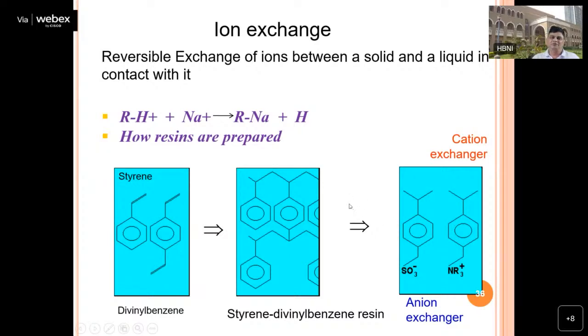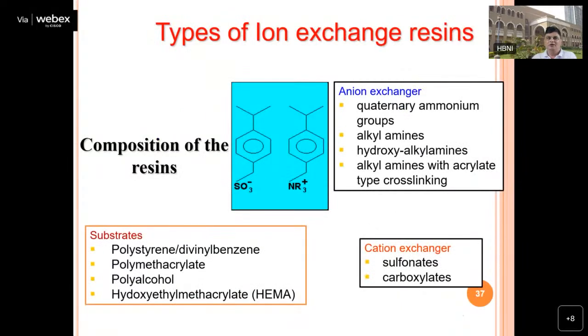The famous example is the styrene divinyl benzene resin, which is prepared by mixing styrene and divinyl benzene. Okay, so what kinds of anion exchangers are there? See, in an anion exchanger, there may be quaternary ammonium groups. Alkyl amines also come in the category. Then hydroxyl alkyl amines and alkyl amines with acrylate cross-linking are there.